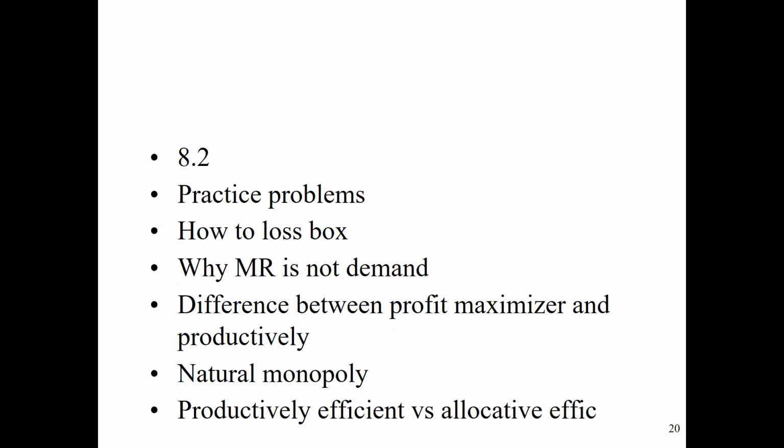A natural monopoly, if I'm looking at it, how can I tell it's a natural monopoly, just looking at the graph? ATC is downward sloping, okay? Remember, natural monopoly serves one. And we did this, right? Any questions on any of these?